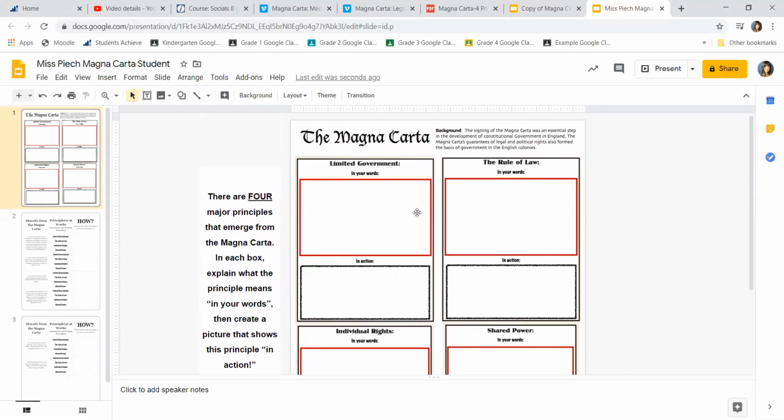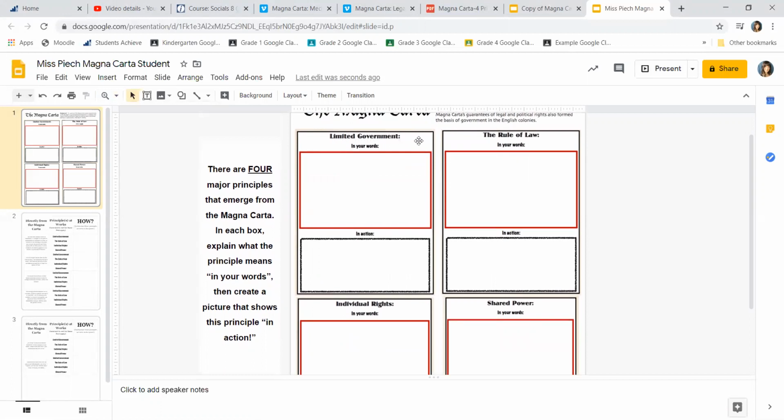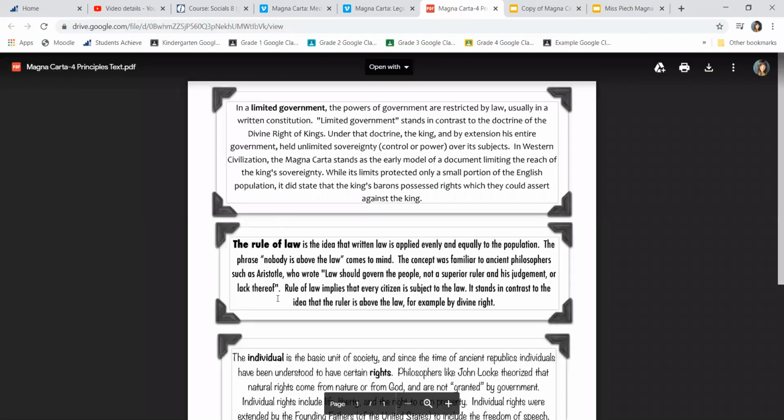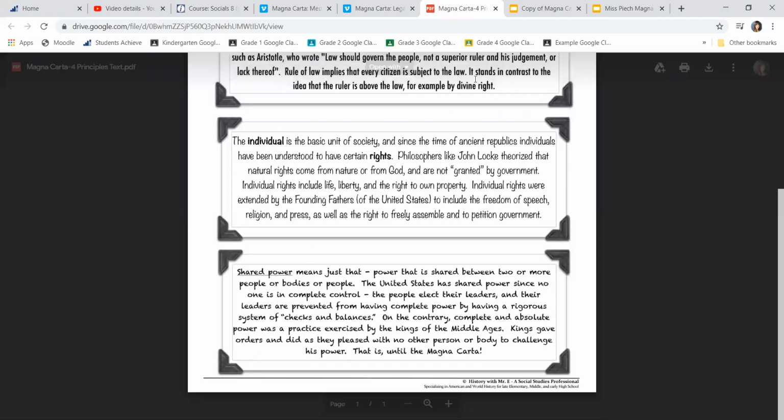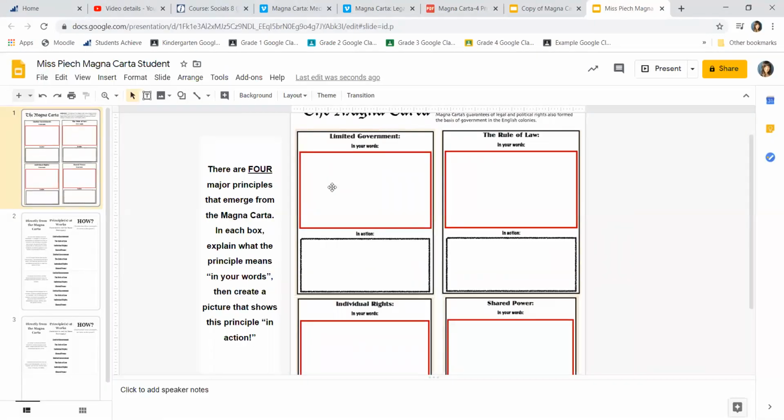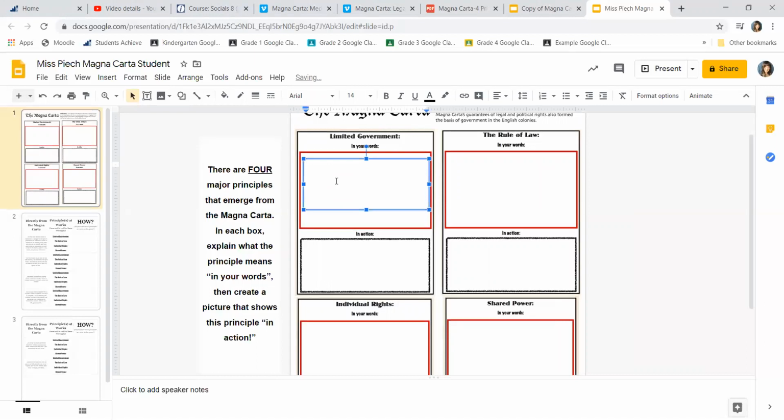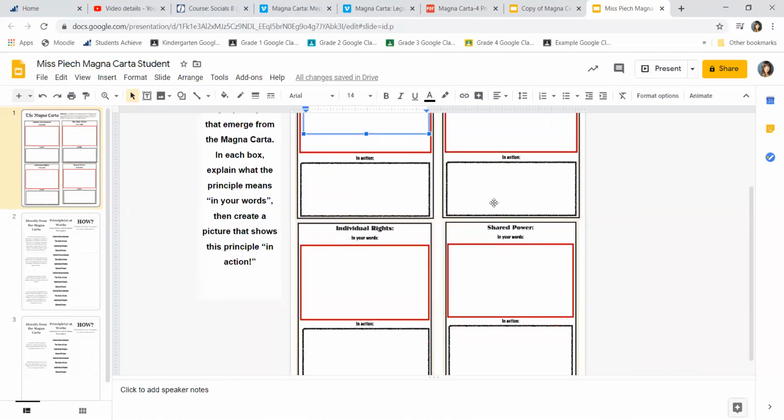But what we've done on the very first page here is have it where you're going to use your own words, just like 1 or 2 sentences, to explain the 4 major principles that came from the Magna Carta. So again, we've got our limited government, rule of law, individual rights, and shared power. One heads up is you're going to need to use a text box. So click that and draw it inside like that, and then you can start writing down in your own words what this principle means. Just explain it to me. And you'll do that for all 4 of them.